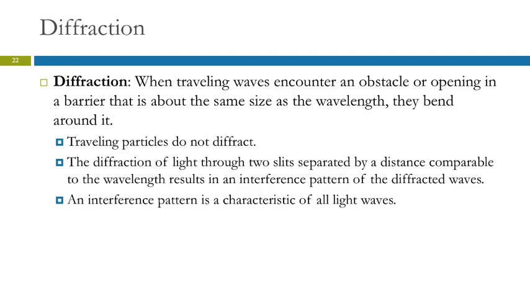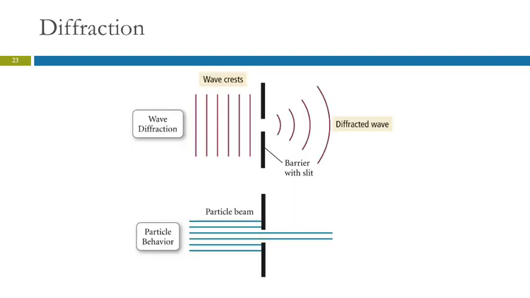So diffraction of light through two slits, where that distance is comparable to the wavelength. So the distance between the slits has to be similar to the wavelength. That can result in an interference pattern. So you have the two waves going through the slits, and as they diffract, they begin to interfere with each other. And that interference pattern happens with all light waves. So what on earth am I talking about?